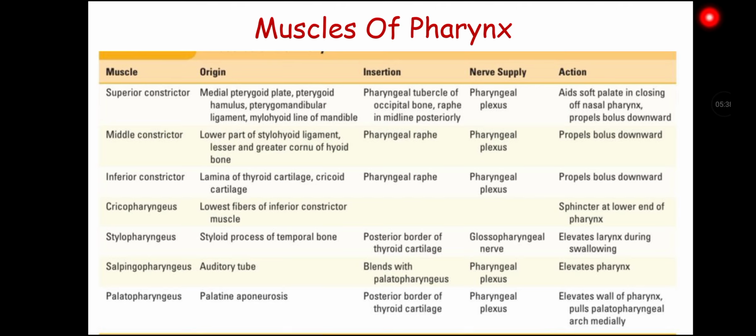Next muscle is stylopharyngeus muscle. It starts from styloid process of temporal bone and is inserted into the posterior border of thyroid cartilage. It is supplied by glossopharyngeal nerve. It elevates larynx during swallowing.